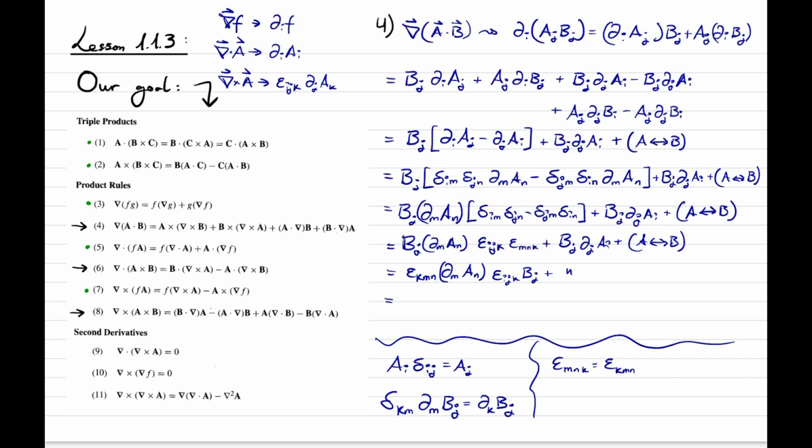So this, you can identify this with the curl of A. So this is just the kth component of the curl of A. And now we have epsilon ijk bj. So let me reorganize this really fast. Okay, we can move these things like this, plus the other stuff.